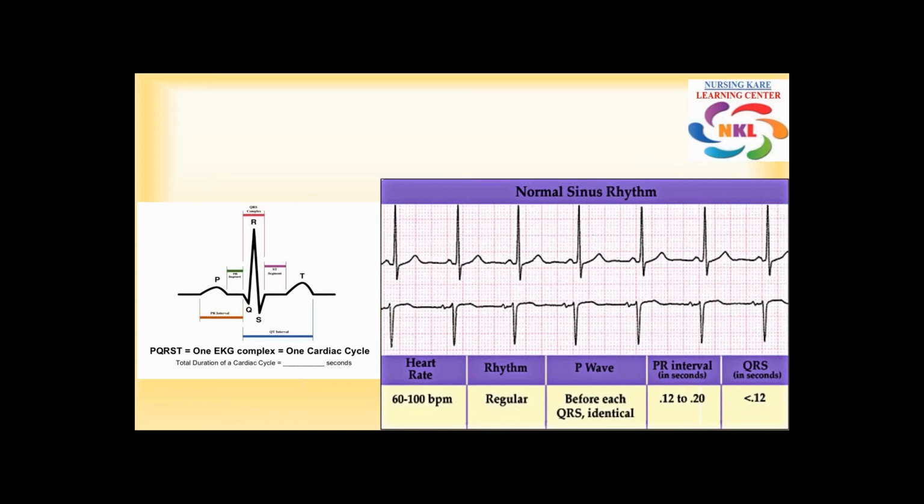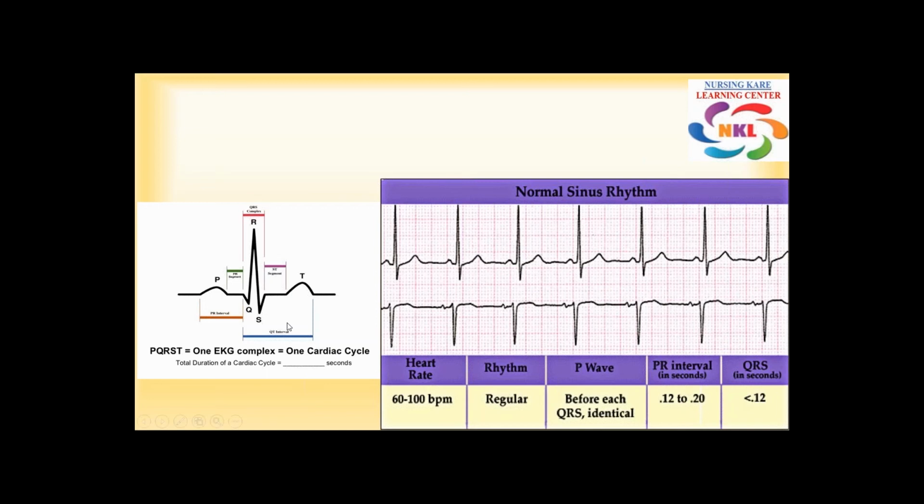So the rhythm is considered regular. Let me repeat that again. If you want to find out if a rhythm is regular, you can look at the R's and look at the spaces between the R's. And if the spaces between the R's are basically the same, that means the rhythm is regular.